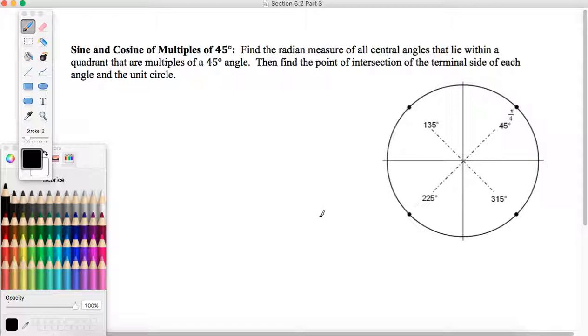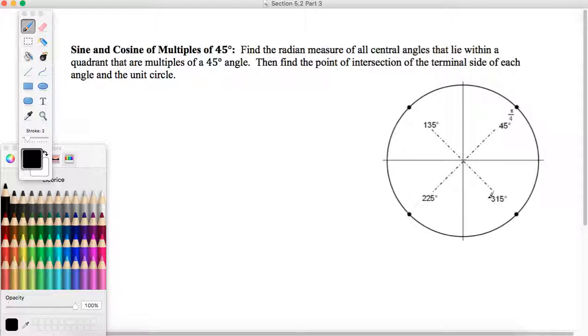What we're going to do is identify some pretty popular angles. One type of angle is a 45-degree angle, and all of the angles in our unit circle that are multiples of 45 degrees but are in an actual quadrant. For instance, a 135-degree angle, a 225-degree angle, and a 315-degree angle. I'm going to try to derive how we come up with the sine and cosine of these angles.